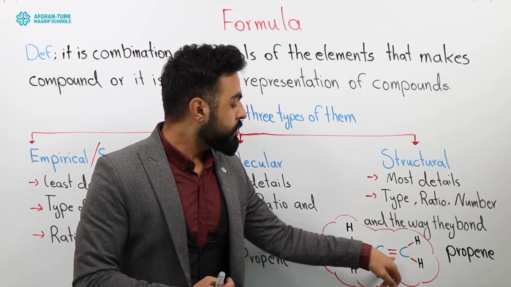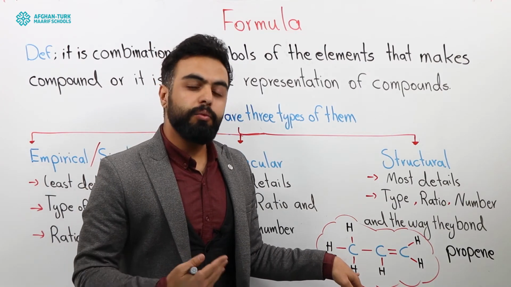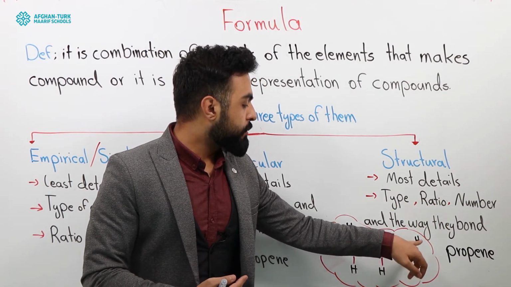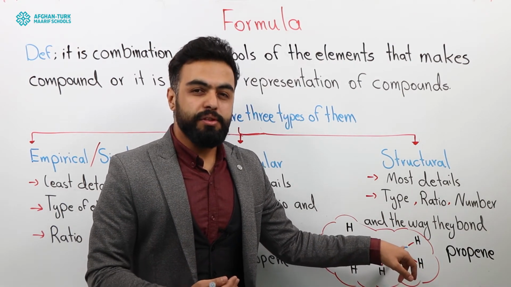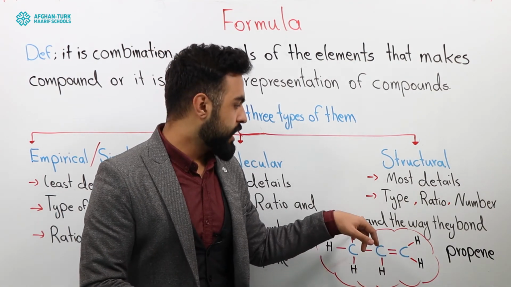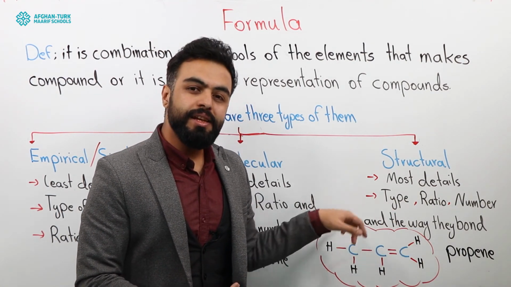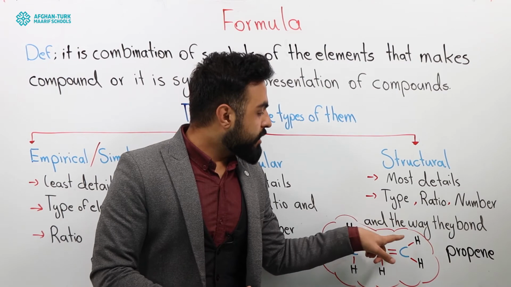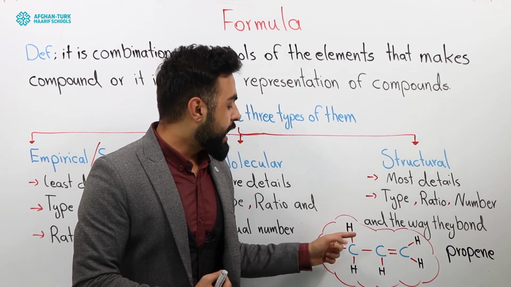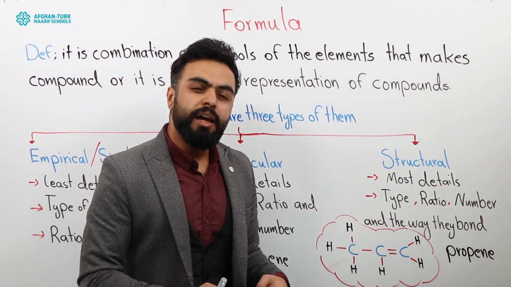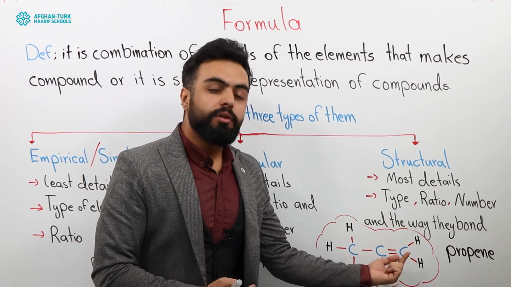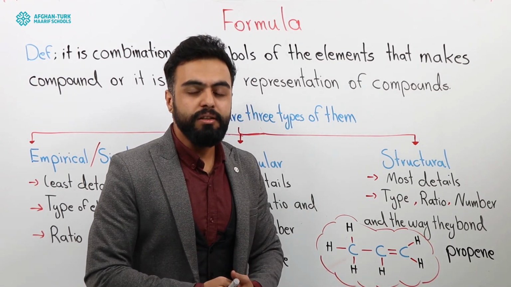We have carbon and hydrogen. Again, we know the type of element. The ratio, here are 3 carbons and 6 hydrogens. So again, the ratio is 1 portion of carbon, 2 portions of hydrogen. And the number, 3 carbons, 6 hydrogens. And the way they bond. So what type of bonding do they have? For example, a carbon with hydrogen, it is a single covalent bond, and here carbon with carbon, it has a double covalent bond.